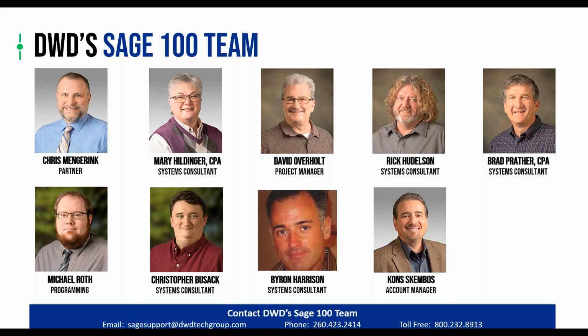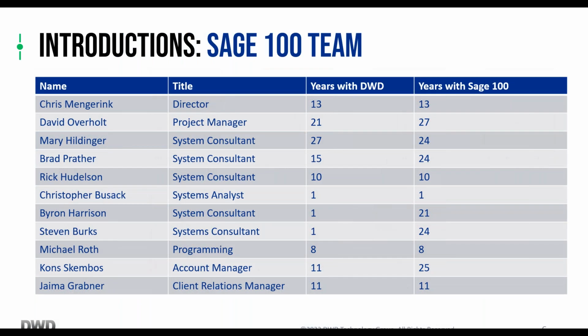We've got some new team members that have joined. Chris Busak has joined the group to work on reporting and integrations and different things like that to assist our clients. And then Byron Harrison has joined DWD Tech Group as a full range implementer with a lot of background in the Sage 100 space. And then Con Skembos, who many of you have worked with over the years as you need things, Sage AP Automation, Sage Inventory Advisor, things like that. He helps provide and coordinate schedules accordingly.